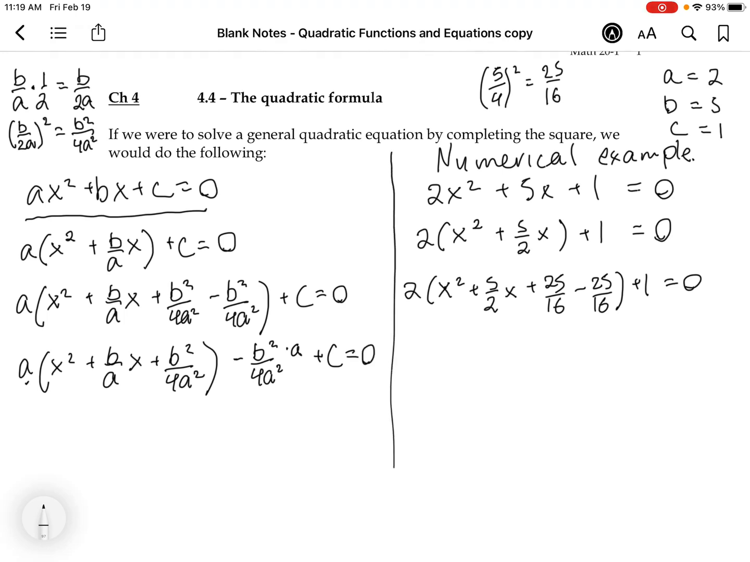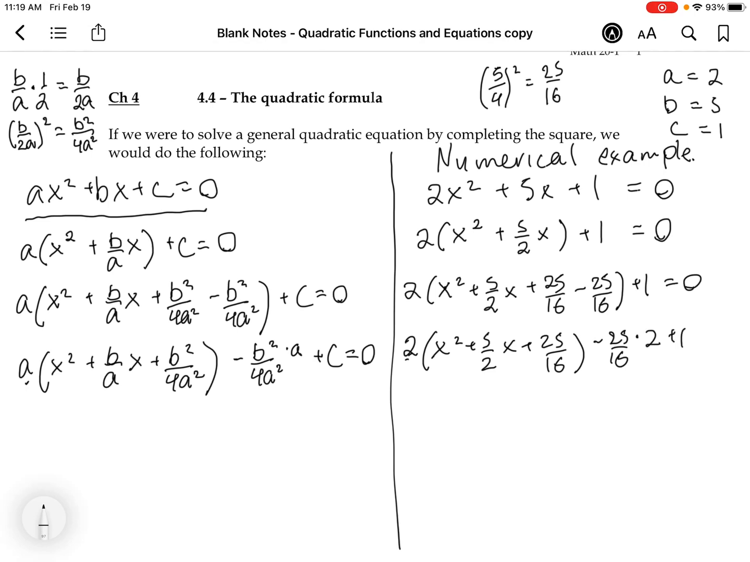Maybe I'll put a line down here so that we can separate the two sides. And here I have 2 times x squared plus 5 over 2 x plus 25 over 16. And then here I need to multiply the minus 25 over 16 by this 2.